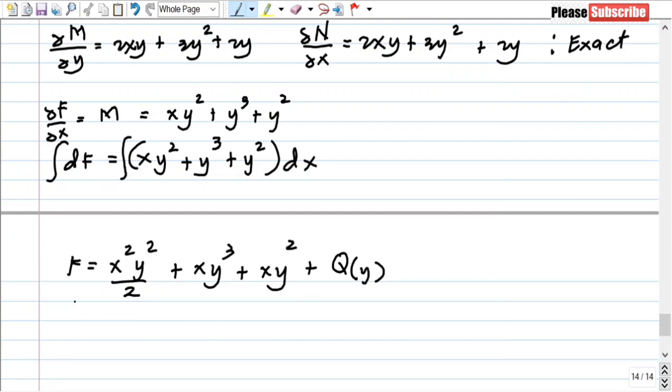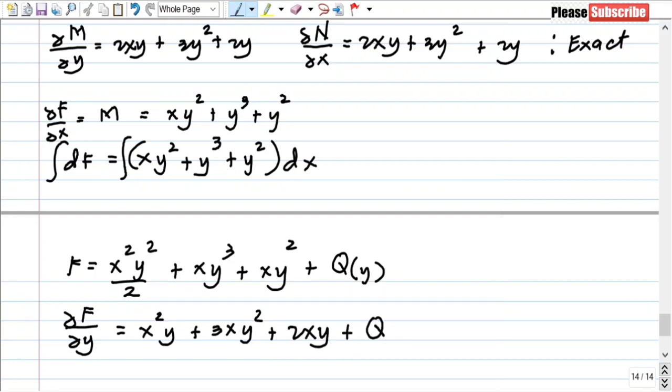Now, if we take the partial derivative of f with respect to y, kasi may y yun, q of y, ano to? Yan, kung ilalagay natin dyan, mawala na yung 2, so magiging x squared y plus 3xy squared plus 2xy plus q prime of y, and this should be equal to n, di ba? At ano yung n natin? This should be equal to n.